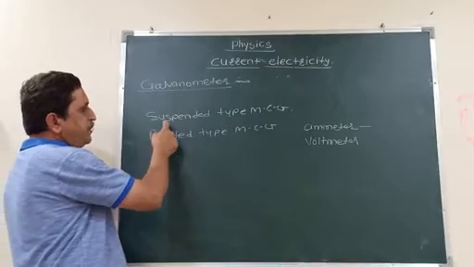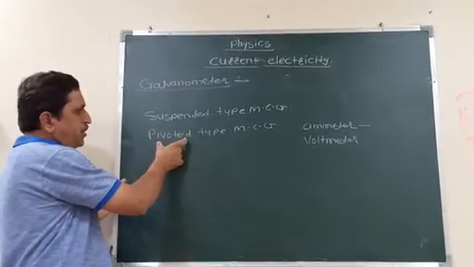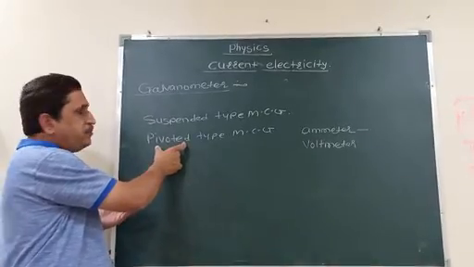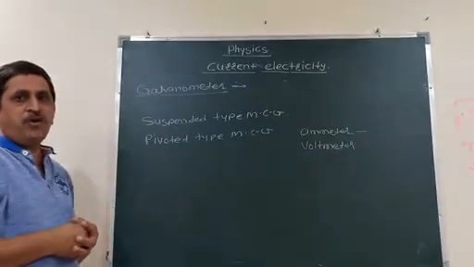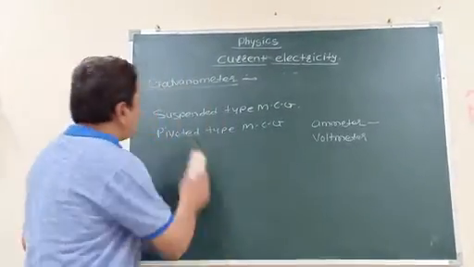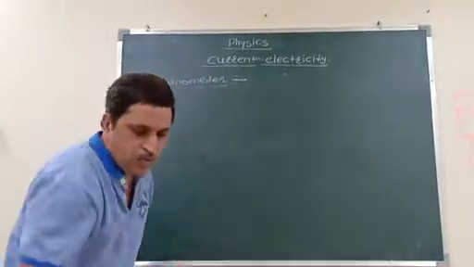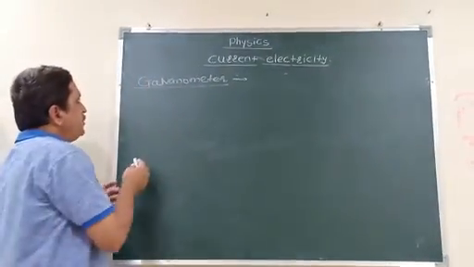That means here the coil is suspended, here the coil is pivoted. Now here we can observe the direct reading, but in suspended type we cannot see the direct reading in the meter. Now we can convert a galvanometer into an ammeter, and we can convert a galvanometer into a voltmeter. That is our aim to learn.